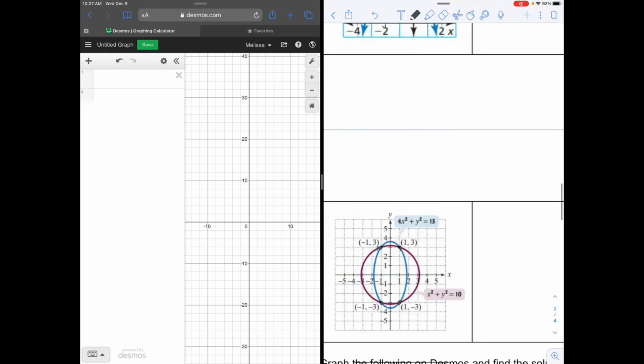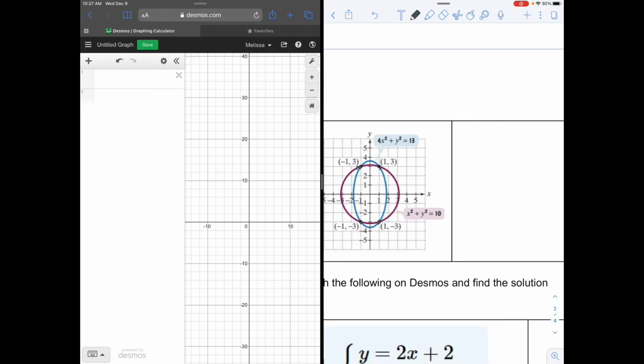And this last one is really different than anything that we've seen before. We have a circle and an ellipse. While you may not be familiar with these equations, it's okay. We can still graph them and see the points of intersection. We can see that it has 4 points of intersection. Therefore, there are 4 solutions, and those solutions are (-1, 3), (1, 3), (-1, -3), and (1, -3).